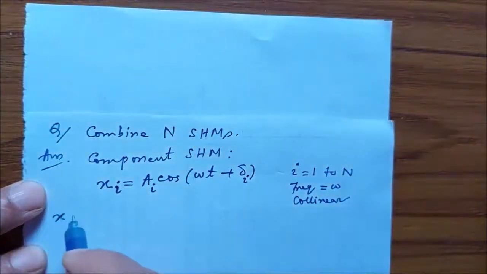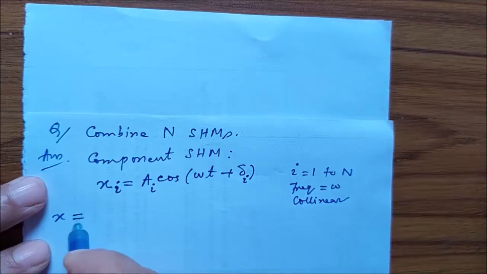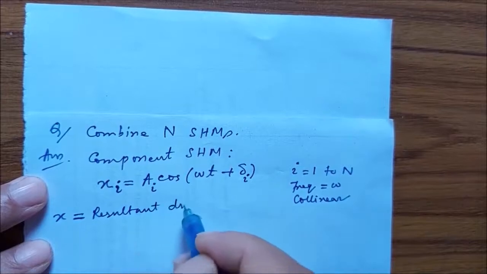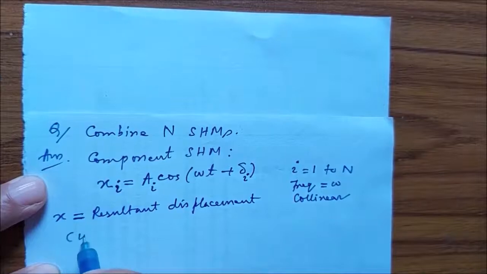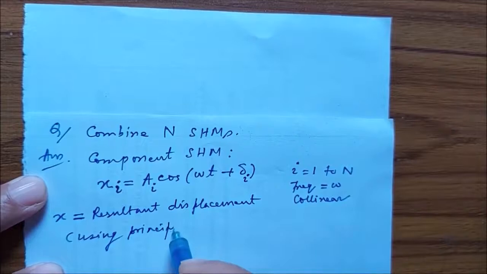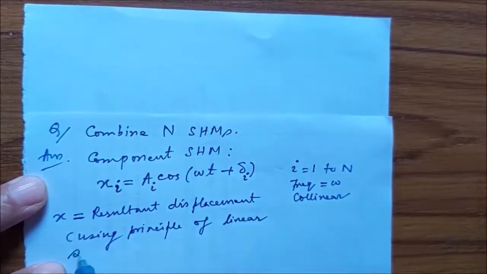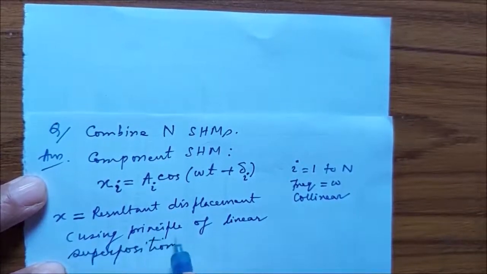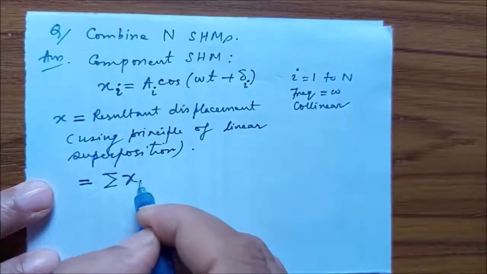So the resultant displacement will be x, and we get its form using the principle of linear superposition. So it is summation over xi.